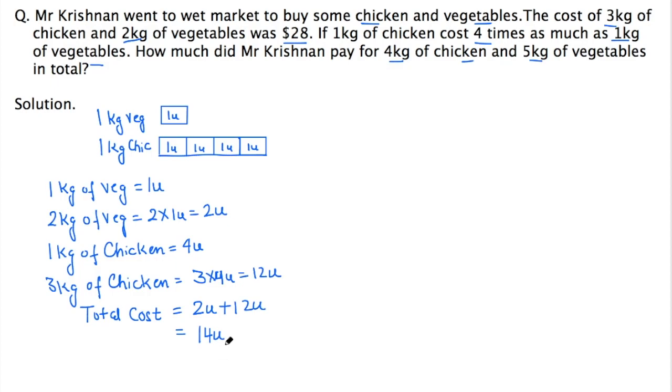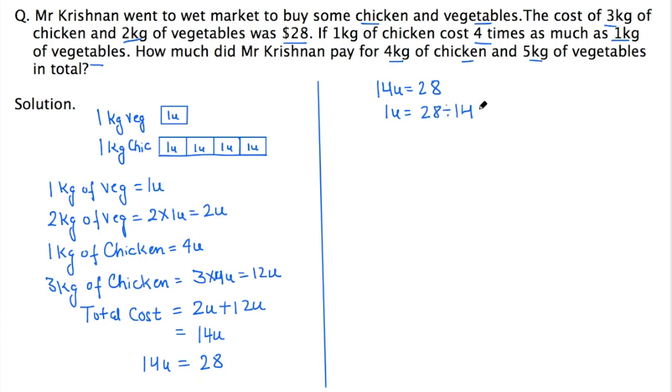And we know that the total cost of 3 kg of chicken and 2 kg of vegetables was $28. So from here, we can say that these 14 units should be equal to $28. So we can find how much one unit is. 14 units is $28, so one unit will be 28 divided by 14. That will give us $2. So one unit represents $2 here.